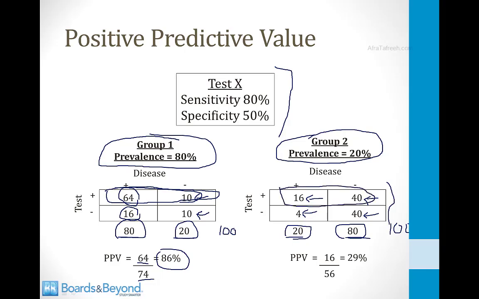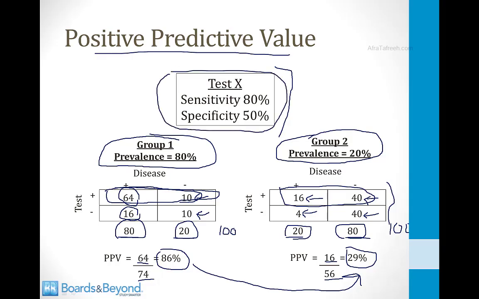That's the top row. Trues are on top, so 16 on top divided by 56 on the bottom, and it's 29%. So what we've done is shown that the positive predictive value falls from 86% to 29% when disease prevalence falls from 80% to 20%. And I went through this calculation to illustrate for you that the positive predictive value is highly dependent on the disease prevalence. And this is very different from sensitivity and specificity, which do not change based on disease prevalence.